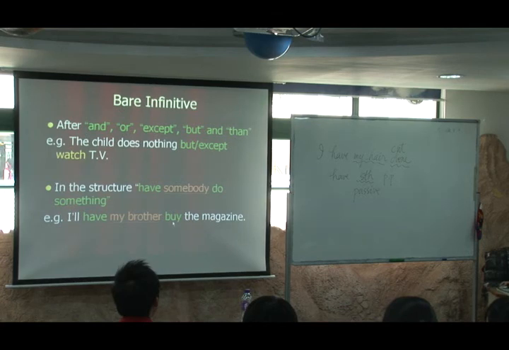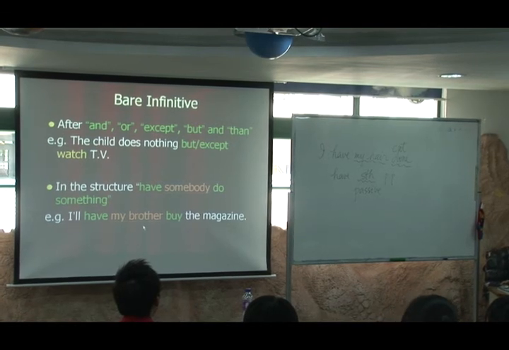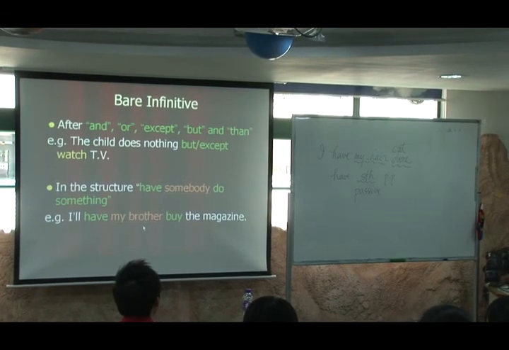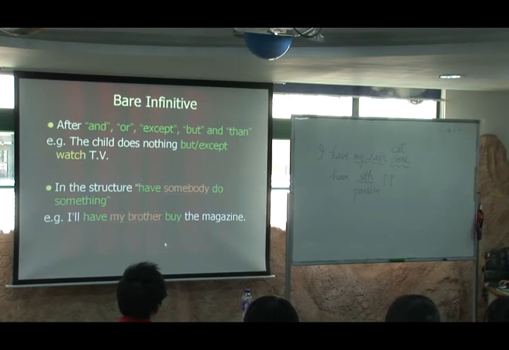I will have my brother buy the magazine. Okay? That means you order your brother. You order your brother to buy. You use order, you can use to buy. But if you use have, you cannot use to buy. You use bare infinitive. Okay? I will have my brother buy the magazine.